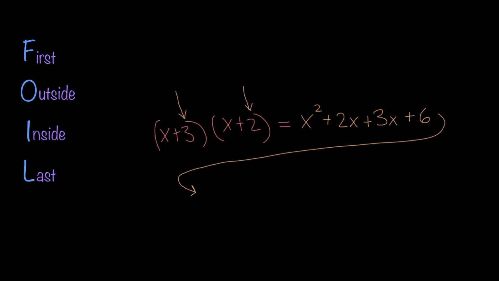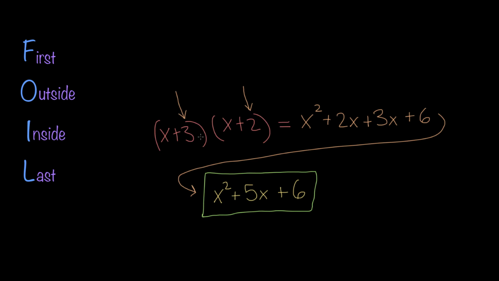Remember, nothing is truly correct unless it is simplified all the way. So since this can be simplified further, that's what we're going to do. We have our first term, which is the x squared. There are no other x squared terms, so there's nothing to combine like terms with. Our next one is 2x. There is another x term that we can combine this with, which is the 3x. So 2x plus 3x is 5x. Our last one is the 6, and since there are no other numbers to combine that with, we can just put the 6 at the end, which gives us our final answer, x squared plus 5x plus 6.